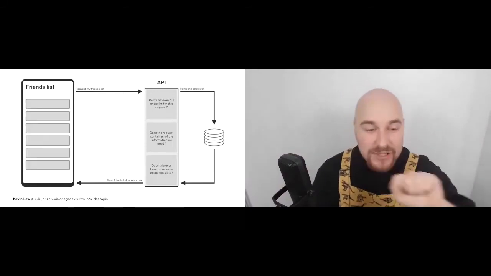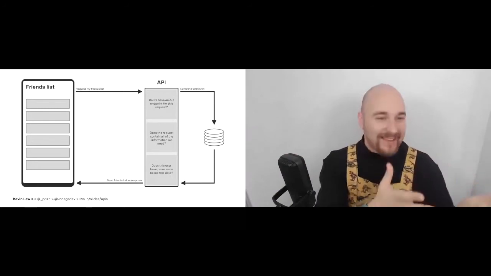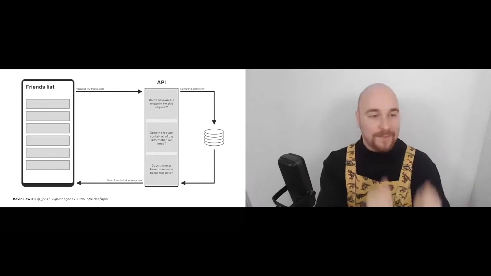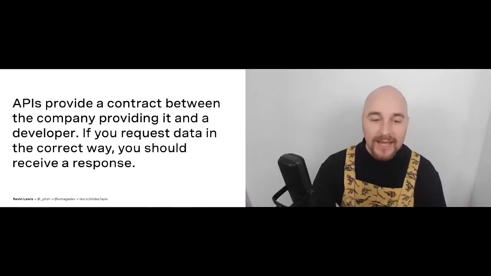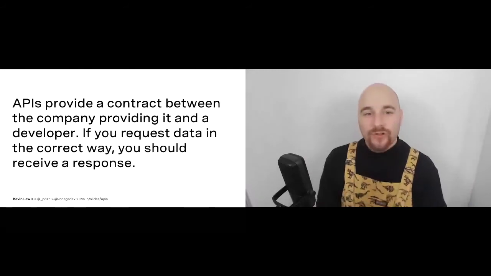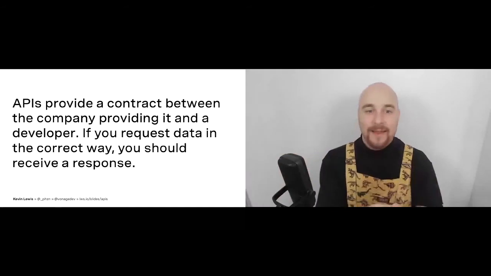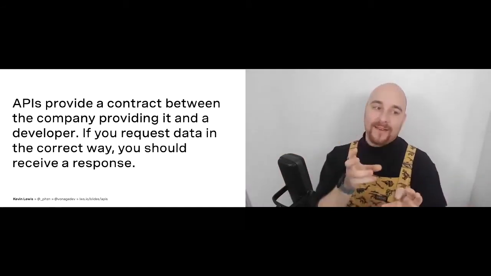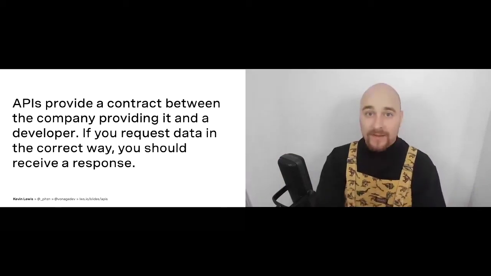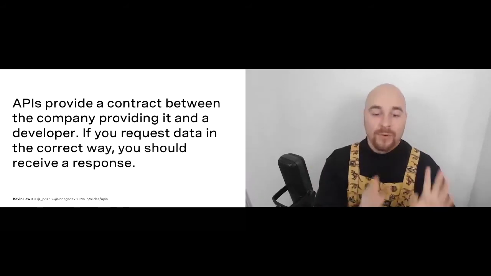And once you get your response back, your application will do something with it. In this case, it will be taking that data and displaying it inside of the page. APIs provide a contract of sorts between the company or developer providing the API and the developer. If you request data in the correct way, using the correct types of request, you're providing the correct data, then you should receive a predictable response.